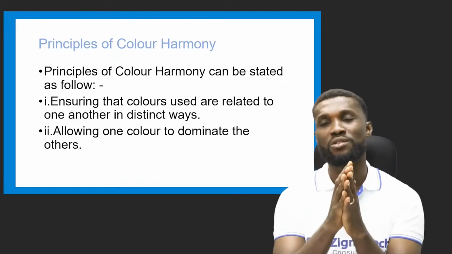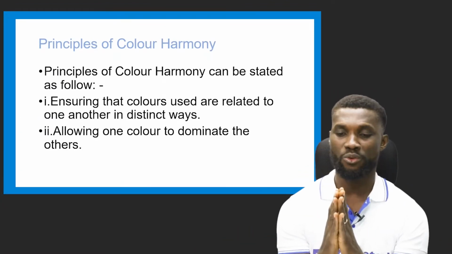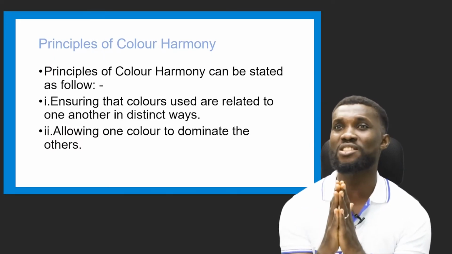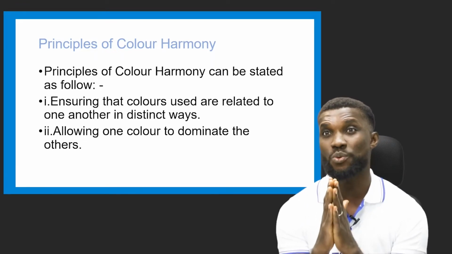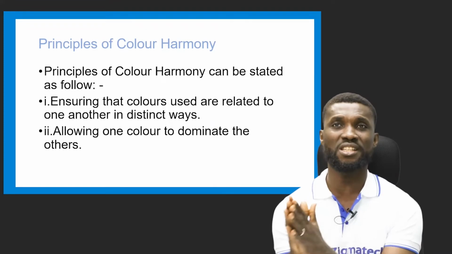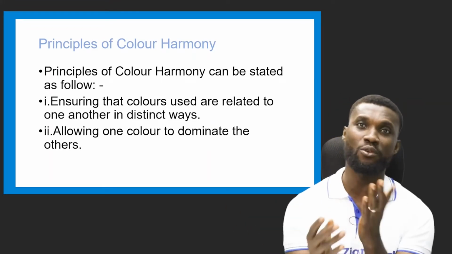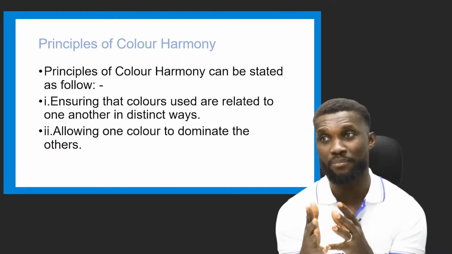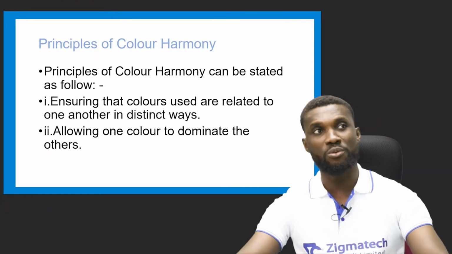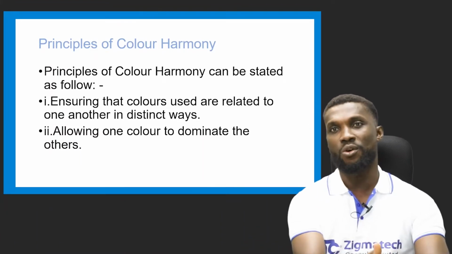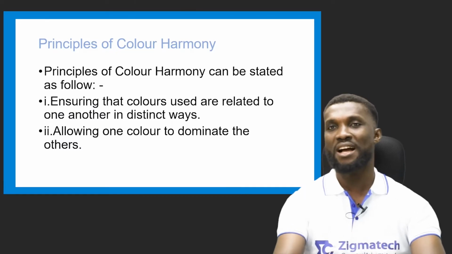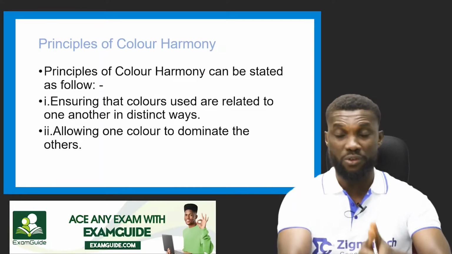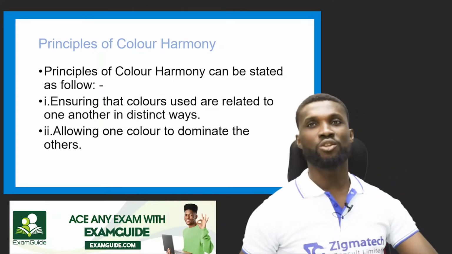Now, there are principles of harmonious colors, and they can be stated as follows. One, ensure that colors used are related to one another in a distinct way. Whenever you're using harmonious colors, use them in a distinct way. Don't just place them all together, to avoid color riot. Number two, allow one color to dominate the others. In every harmonious color arrangement, one color dominates the others so that it stands out more. Whenever you're putting that into consideration, you must make sure that one of the colors stands out more than the other colors.